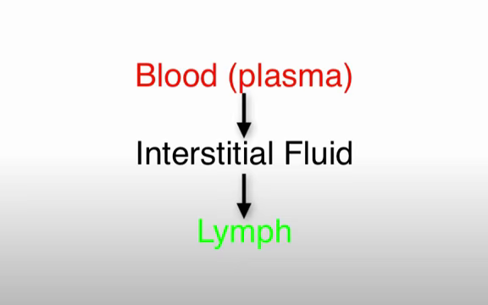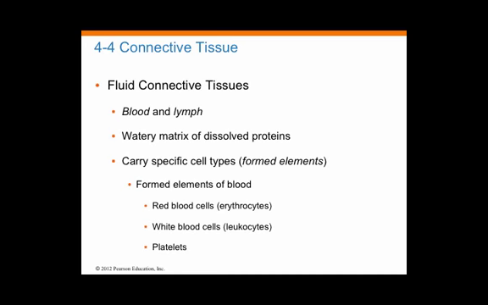The matrix of fluid connective tissue is watery, and much less viscous than the syrupy matrix of connective tissue proper. It carries dissolved proteins and specific cell types. These specific cell types are called formed elements. In the blood, the formed elements include the red blood cells, which are called erythrocytes, the white blood cells, which are called leukocytes, and platelets.